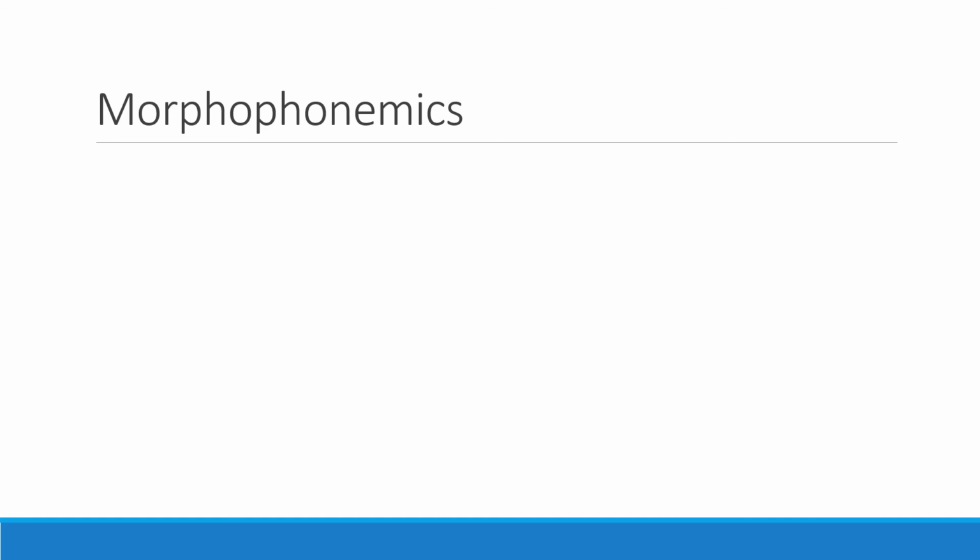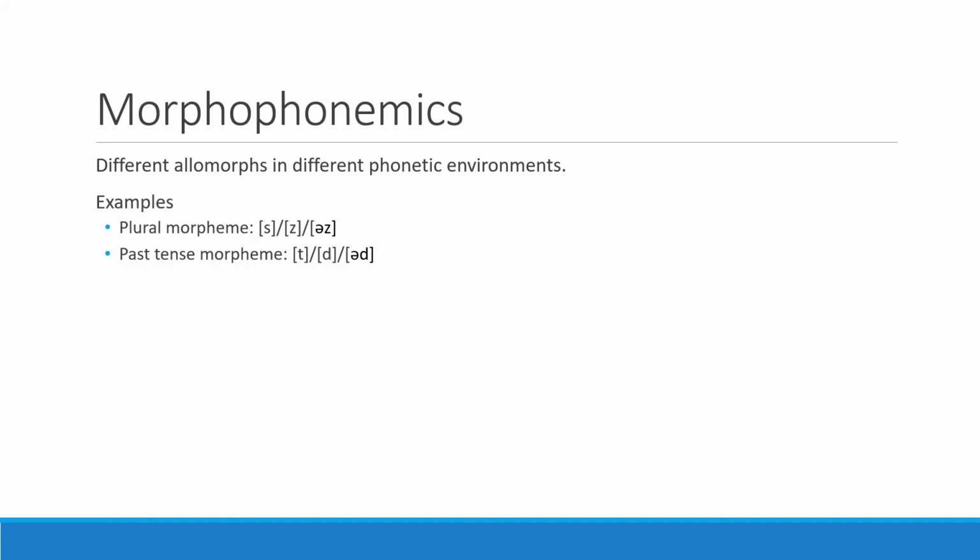So we'll also talk about morphophonemics for a minute. Everything in linguistics, theoretical linguistics, starts to overlap somewhat. You'll remember that we couldn't do any phonology until we had done the phonetics. We needed to have the tools from phonetics to do the phonology. And morphophonemics is when you're using phonological processes to talk about morphemes. And so different allomorphs are in different phonetic environments, just like different phonemes were in different phonetic environments.